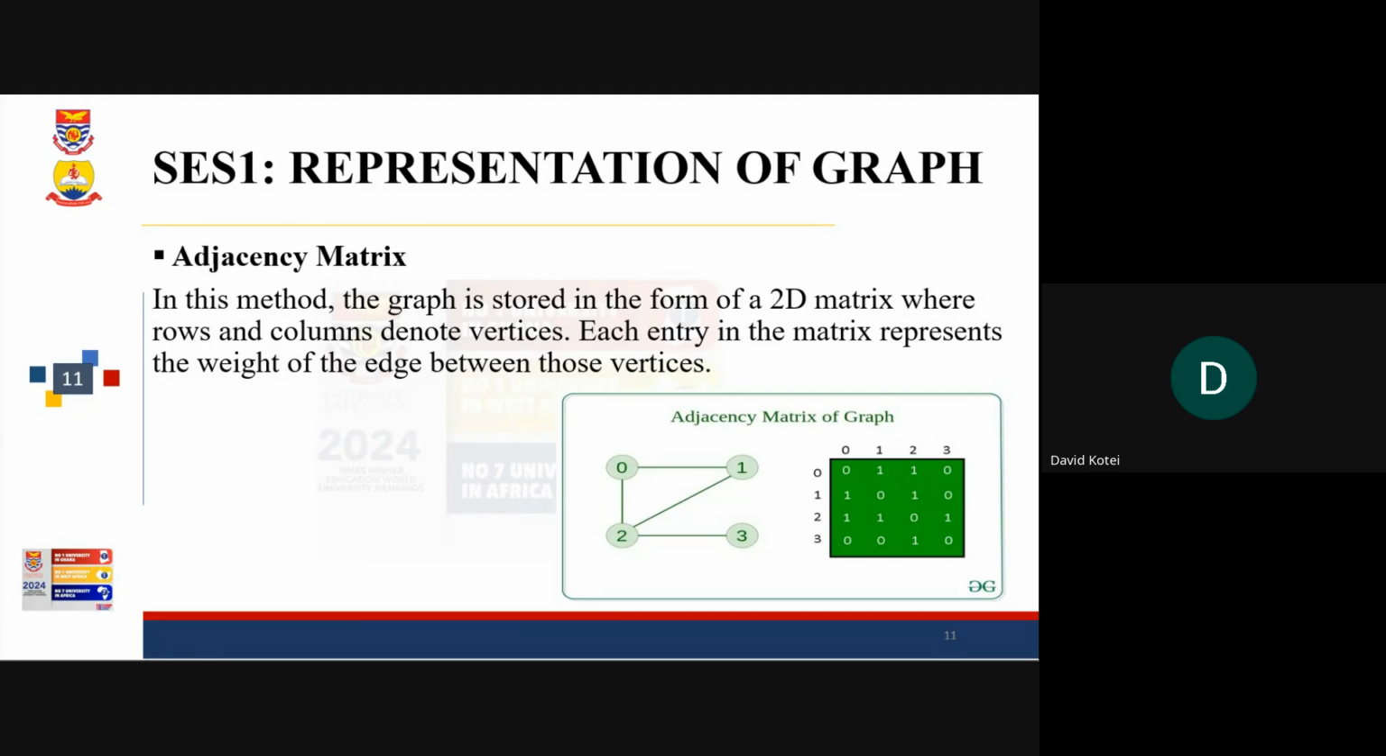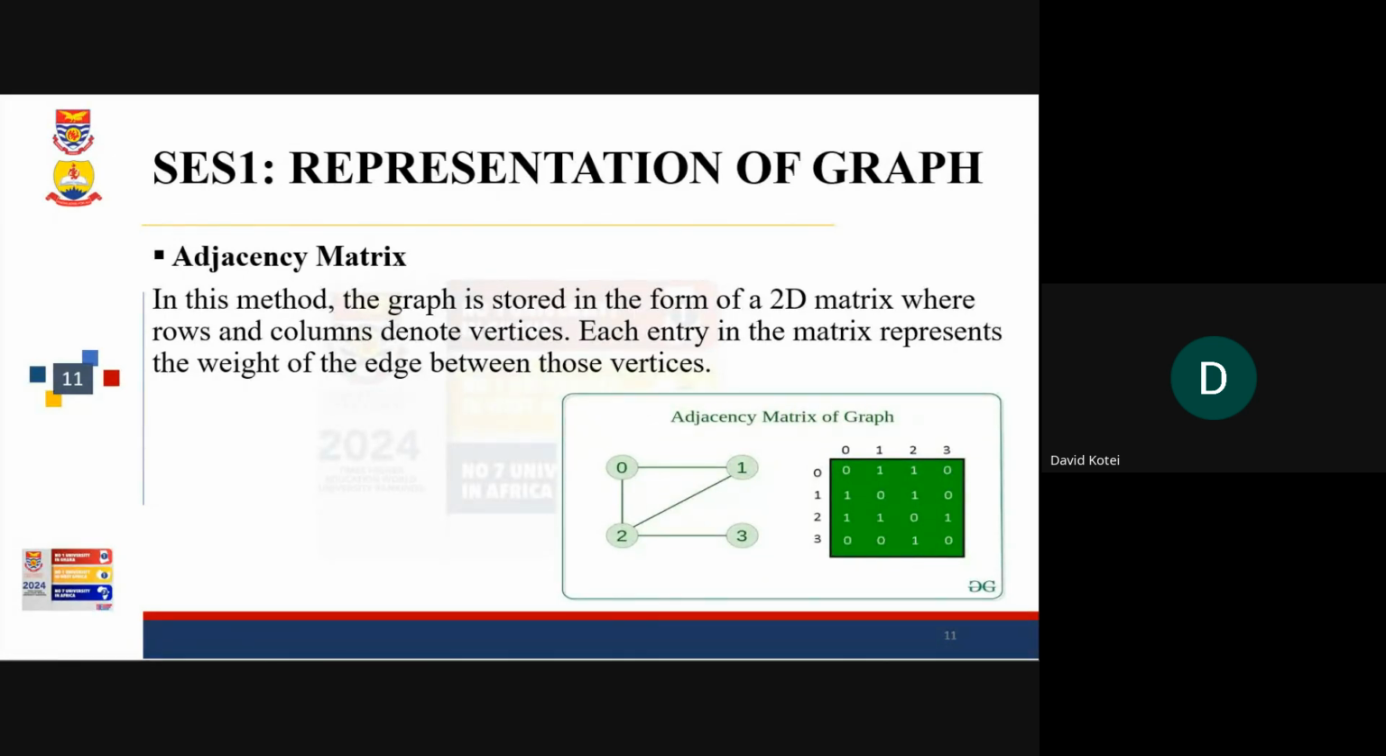But from 0 to 1, there's a link. So you could see that 0 to 1, we have 1 there. And from 0 to 2, there's a link too, so under the 2 we have 1. But from 0 to 3, there's no link. Therefore, there's 0 under the 3.